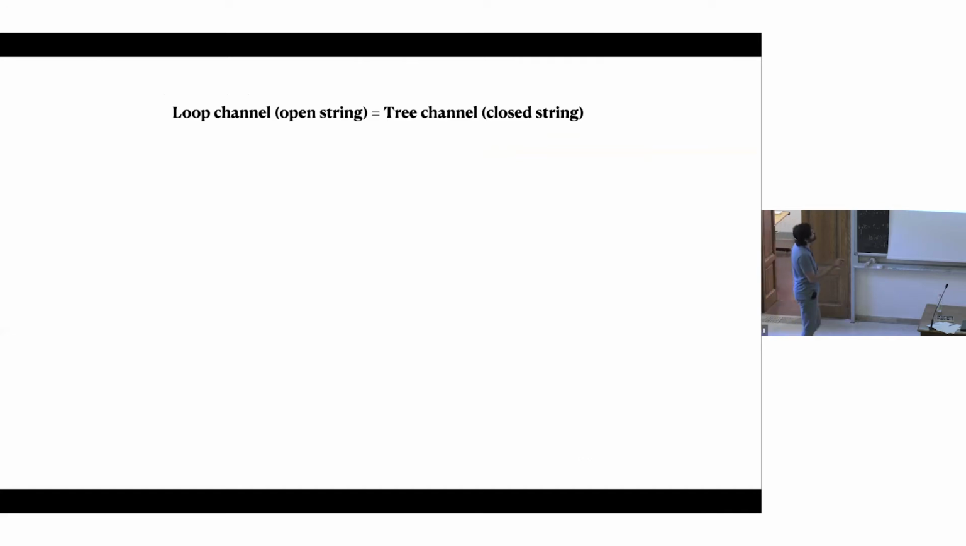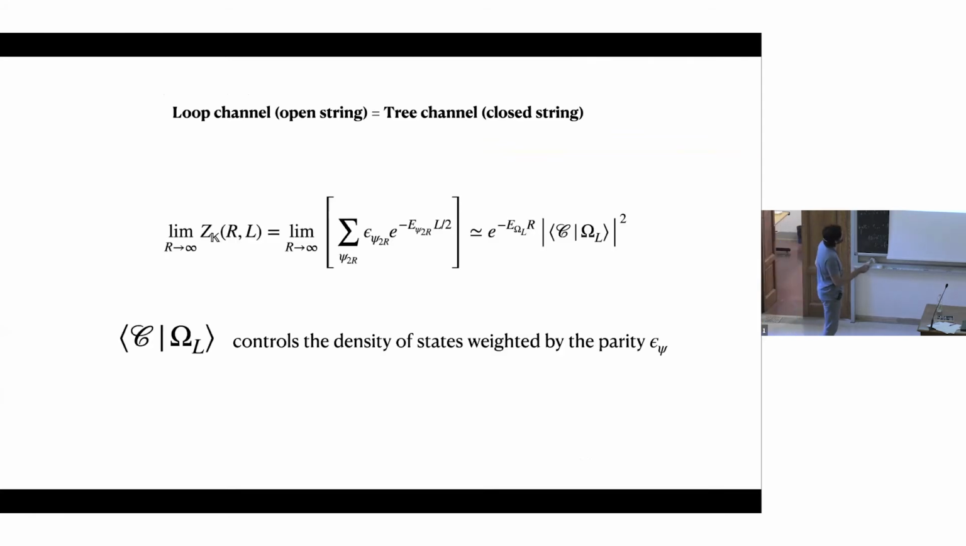So the usual statement is to say that these two channels will have to give you the same partition function. So we equate them. If I take now the large R limit of the previous expression, that has to give me, so this is what I got in the previous slide, the open string channel that I equate to the large volume limit of the closed string channel. So I see that this overlap between the ground state of the theory and the crosscap state is related to the density of states with a weight given by the parity epsilon.